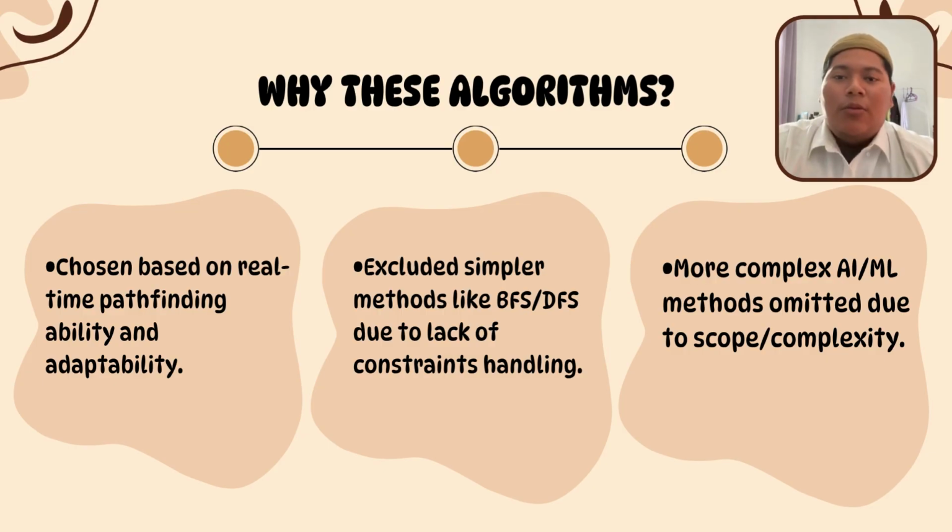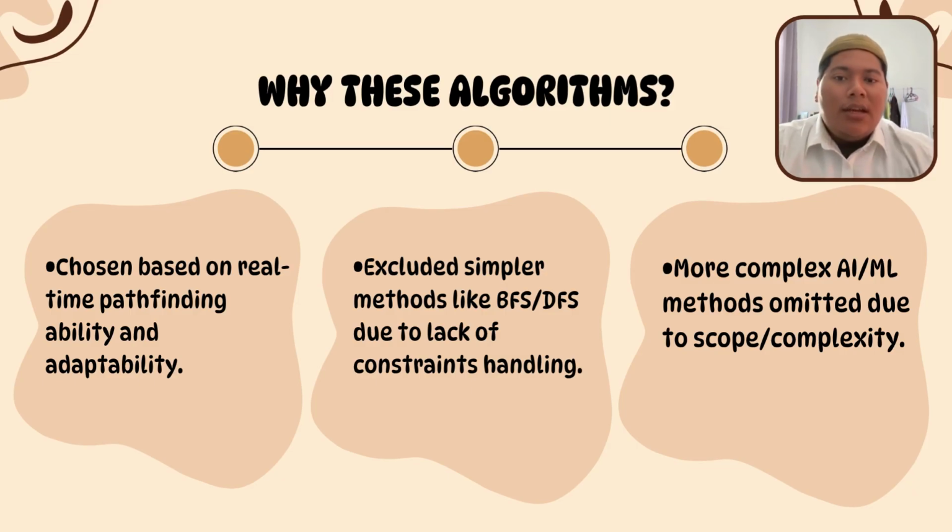Okay, let's continue. Why we chose them is because, first, all those algorithms were chosen based on real-time pathfinding ability and adaptability. For example, A-star algorithm is very efficient at finding an optimal path, even if the conditions suddenly change, like a construction zone or blocked paths on the campus. The second one is we excluded simpler methods like BFS or DFS due to the lack of constraint handling, as these algorithms explore blindly and don't prioritize optimal paths under specific conditions.